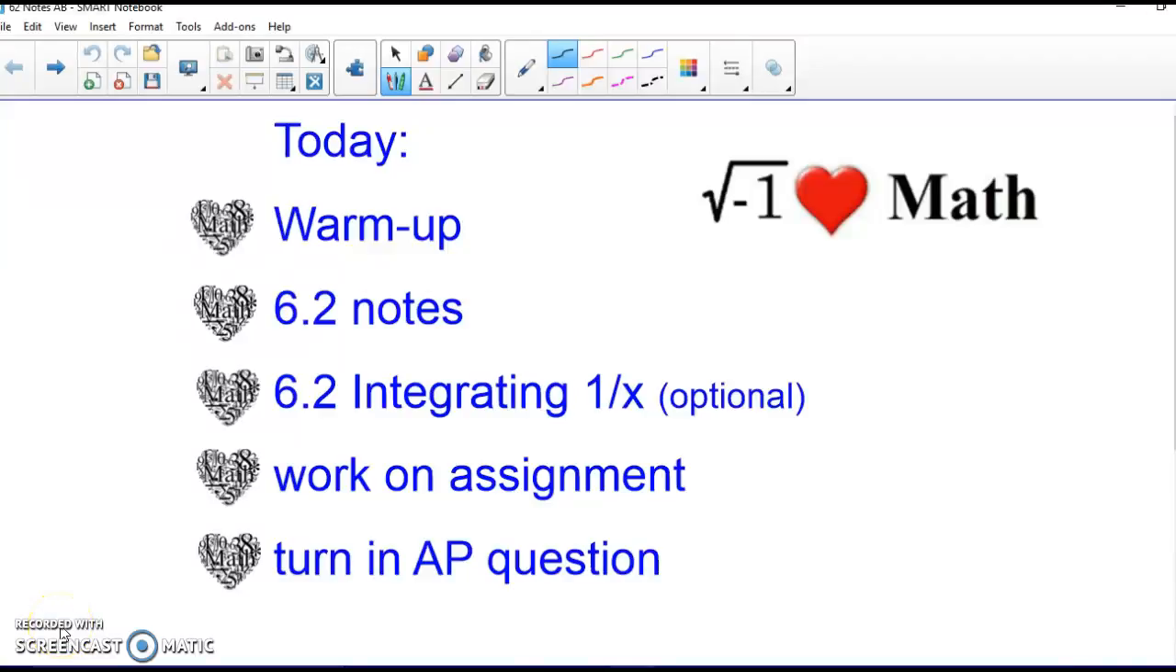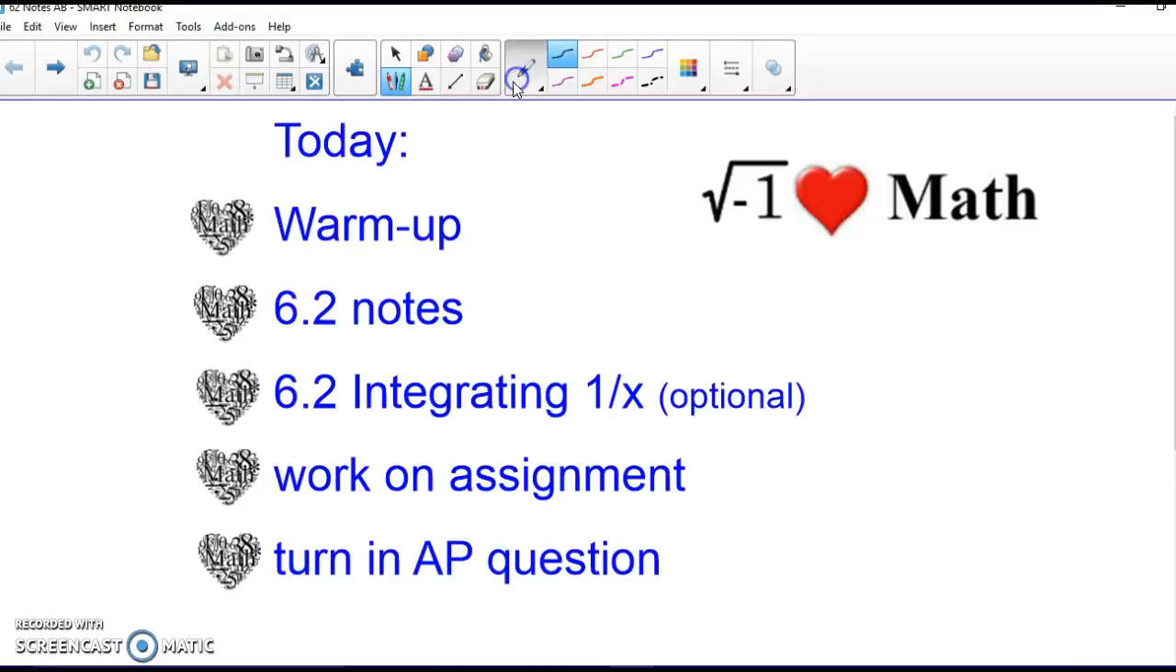Hi, today we're going to complete a warm-up. You'll be doing that with your partner, and then after that you will go through at your own pace without your partner while I go over the 6.2 notes. I'll also show you an optional video that you can watch about integrating. I'll give you an assignment. Hopefully you'll be able to start working on that in class.